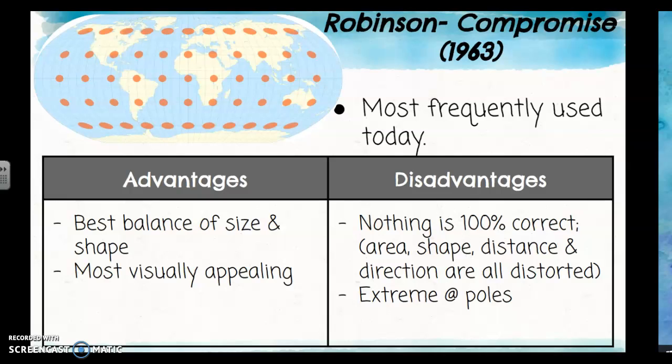But here's the thing. Since it's trying to be balanced, it actually gets nothing 100% correct. So you kind of have to decide, what do I want to alter? What do I want to make sure stays accurate? And so with the Robinson map, they've just decided that they want to balance everything out. So that means everything is distorted: shape, area, distance, and direction. And you can see very similarly to our Mercator, at the poles, things get a bit stretched out.